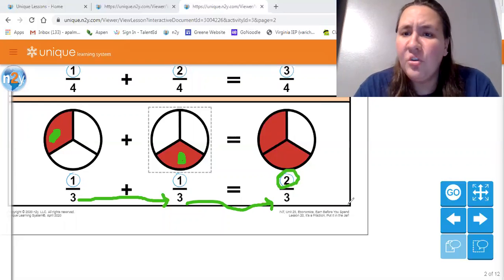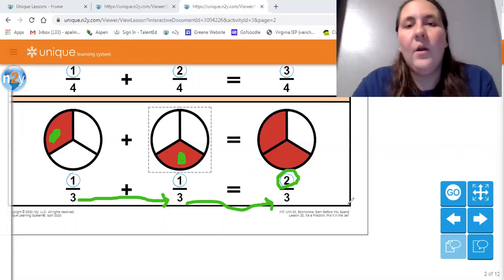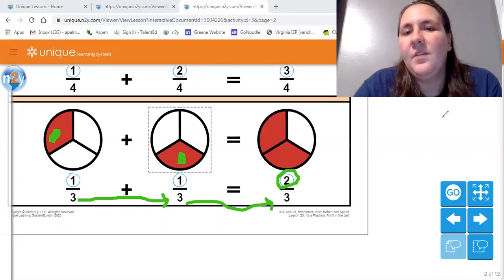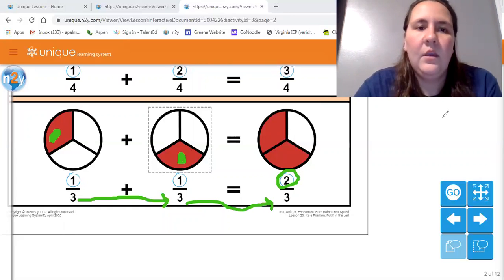Easy peasy, right? Do you want to try one together? Okay, let's try one together, and then we'll say goodbye for the day.